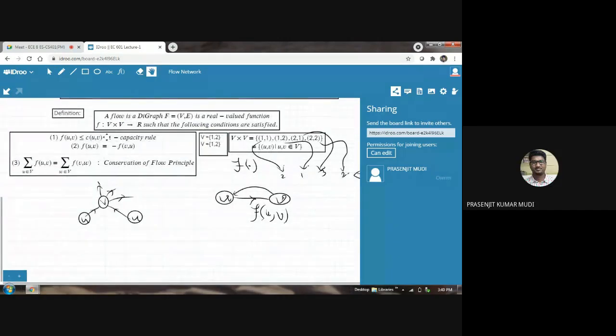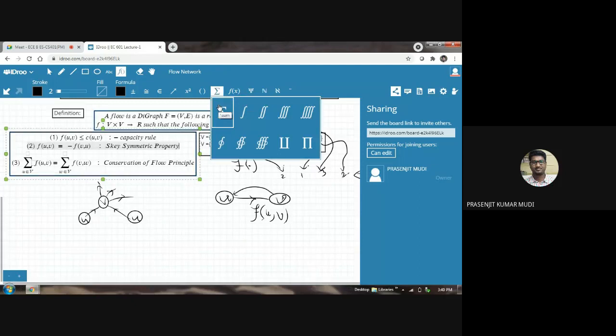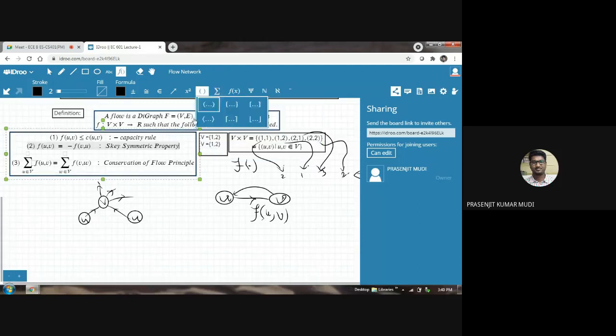Okay, so these are the three conditions to be satisfied, and this is the skew symmetry. All these three conditions must be satisfied. Only then can you define a flow of an edge in a graph G equal to V comma E. Any question up to this?